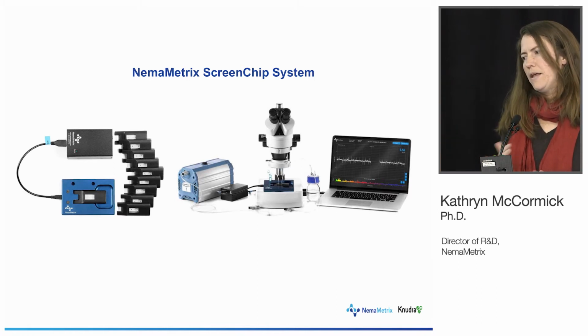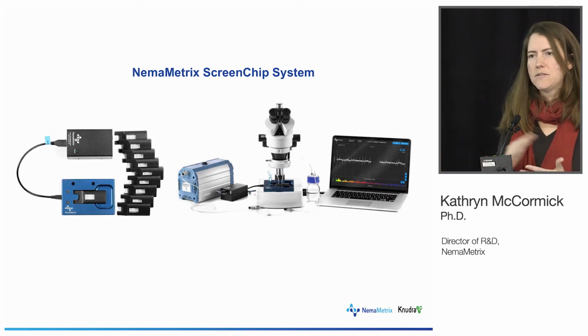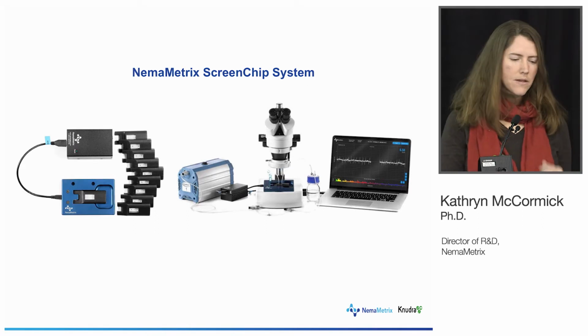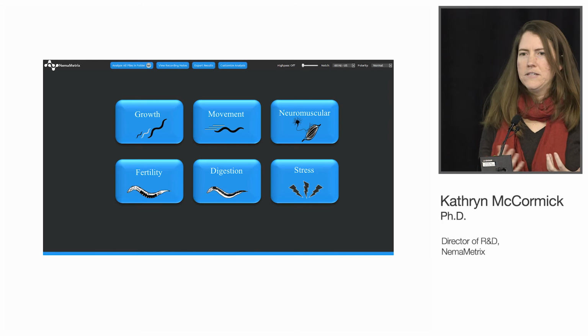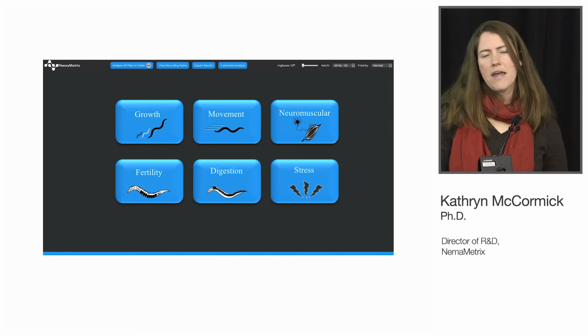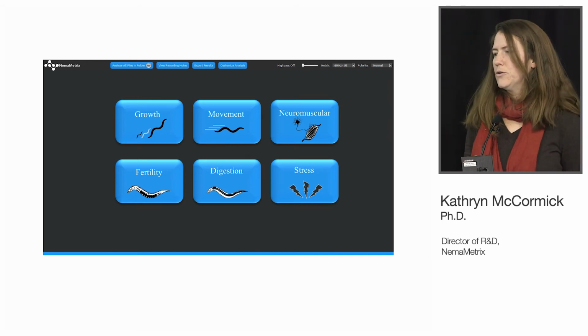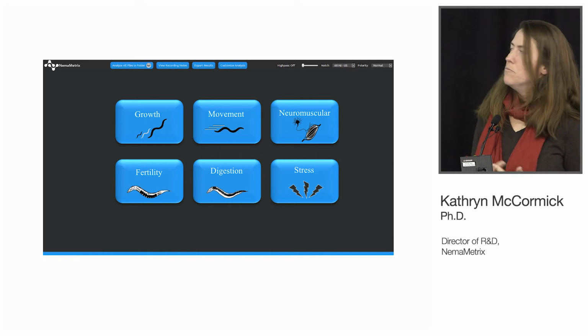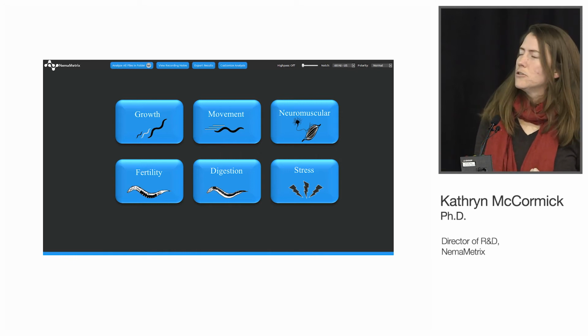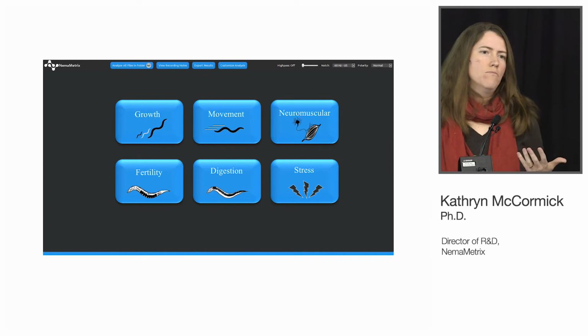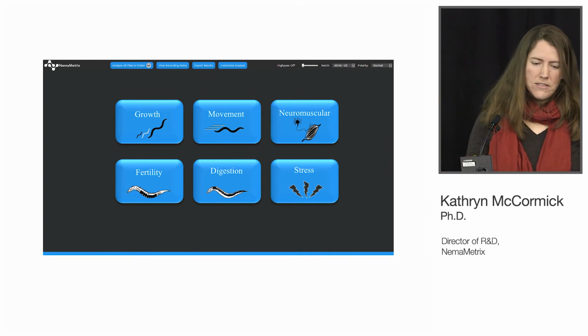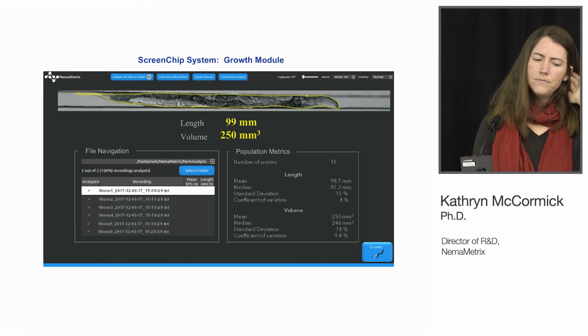And so it works a little bit like a high content analysis system that some of you might be using in your cell types. With it, we can assess a lot of different important phenotypes that are both morphological and behavioral for the worms. This includes growth, movement, neuromuscular phenotypes, fertility, digestion, stress levels, and more. And I'm just going to show you a little example of our growth module.